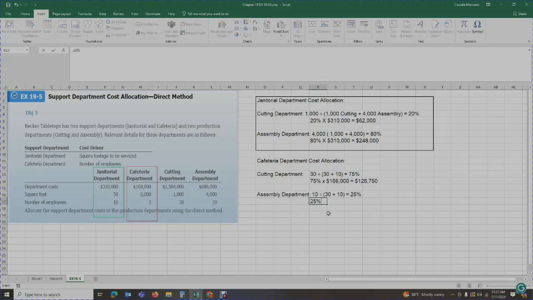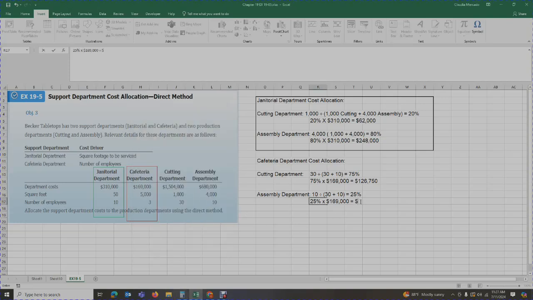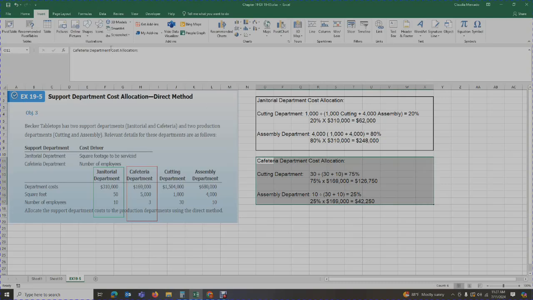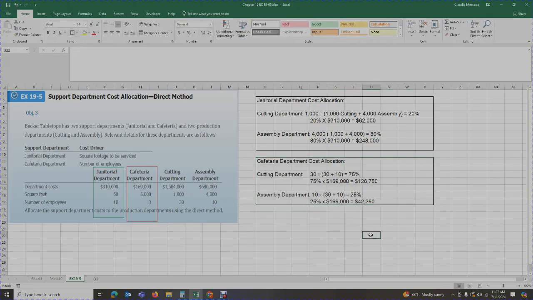So I've got 25% times the cost of my cafeteria, which is 169,000. That is going to give me 42,250. Okay, that is what is happening.